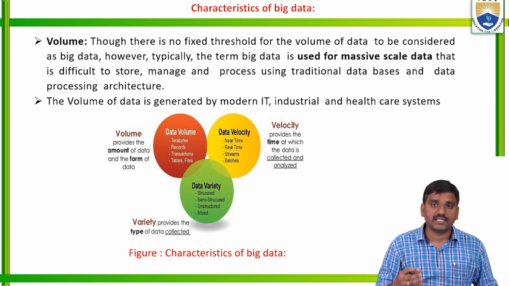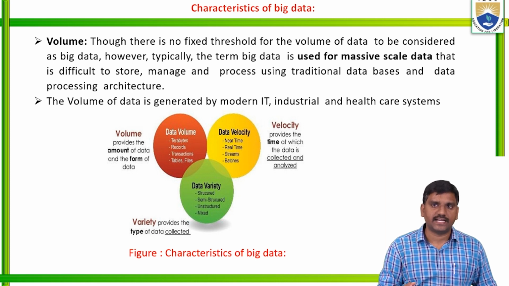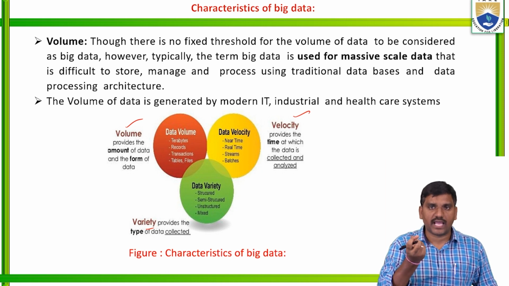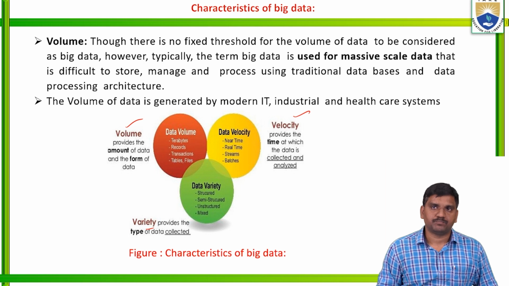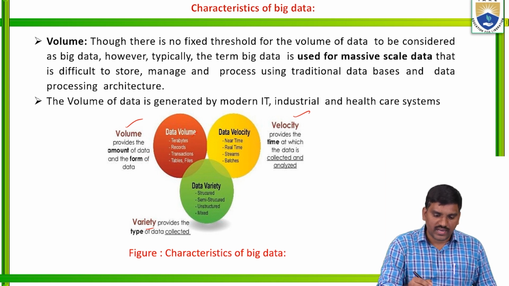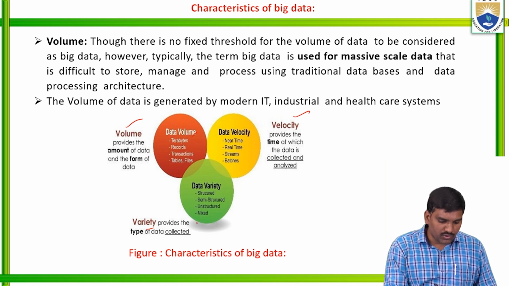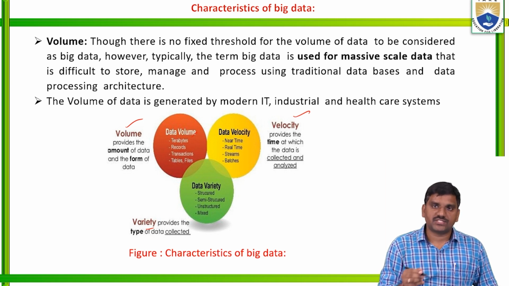Next, what are the characteristics of big data? Here we have three characteristics of big data: volume, velocity, and variety. How much volume does it have? What velocity? Velocity provides the time at which the data is collected and analyzed. Volume, in terms of terabytes, provides the amount and form of data. Variety provides which type of data it can collect. Volume, velocity, and variety.